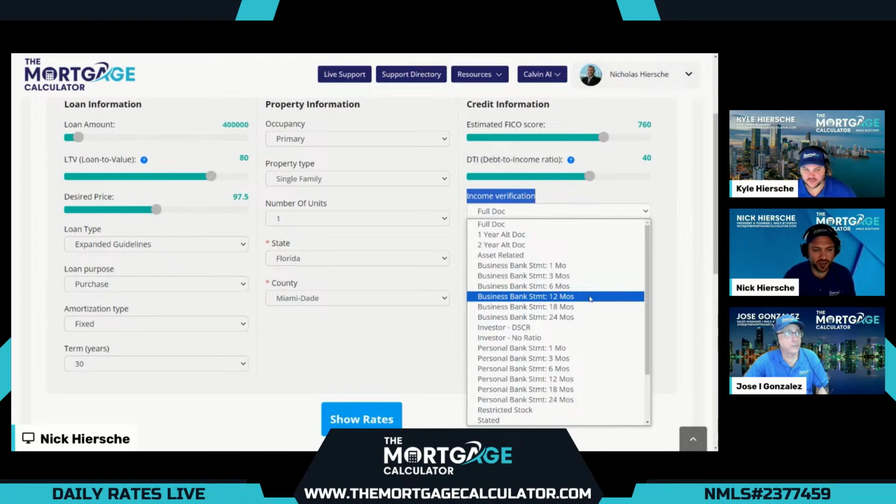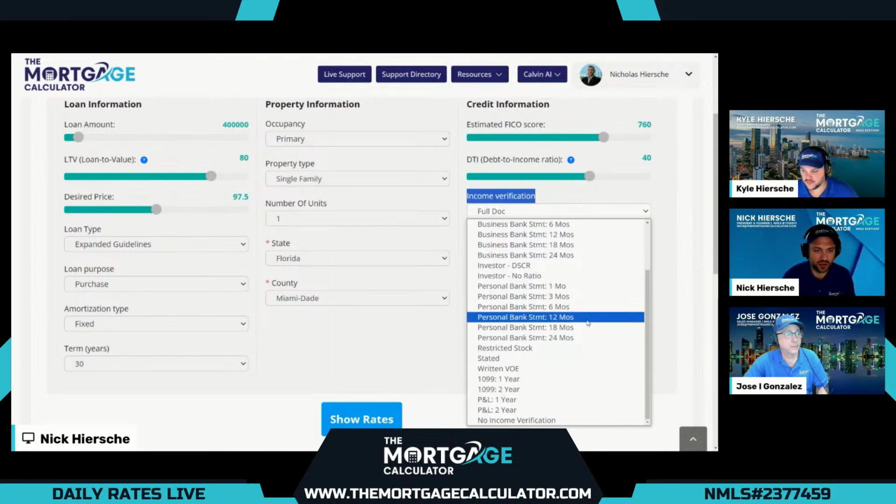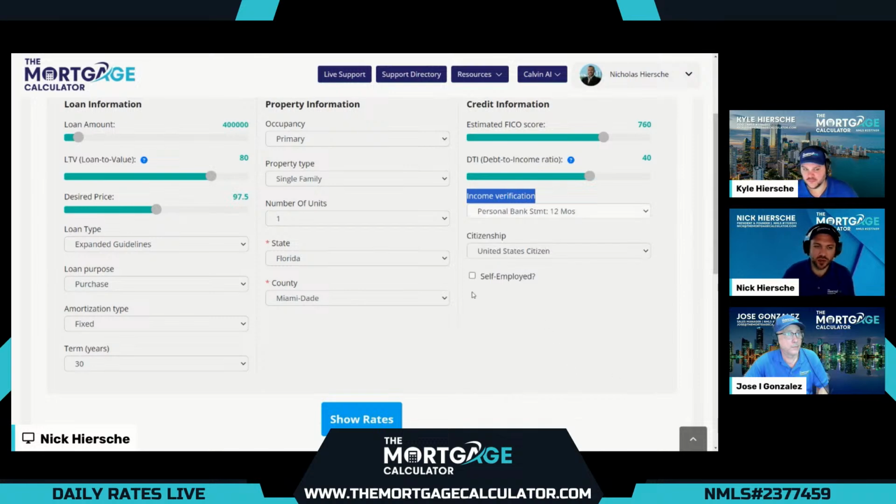Tons of options here. We have asset-related programs, business bank statement programs. The investor programs are just for investment properties, so we'll show that in a minute. It's going to be a topic today as well. Personal bank statement is the one we use for our demo every day. That's the most popular program, but as you can see, we have a ton of options: RSU, stated income, DOE, 1099, P&L, all kinds of variations here. But this is the most popular.